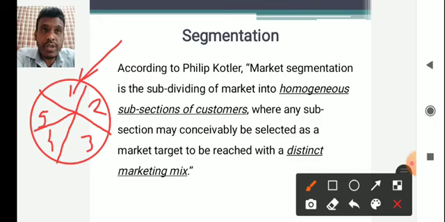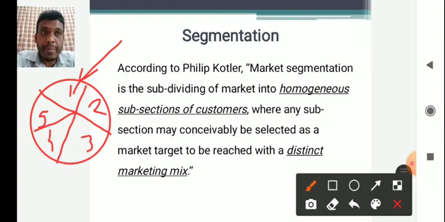When I ask you this question, needs may be the same, like everyone needs food to fulfill their need, that is, they need something to fill their stomach, to quench their thirst, sometimes to satisfy their hunger. But what they want might be different. Needs might be the same, but the wants may differ. Take the example of food itself. Everyone needs food, whether rich, middle class, or poor. But what kind of food they want may differ.